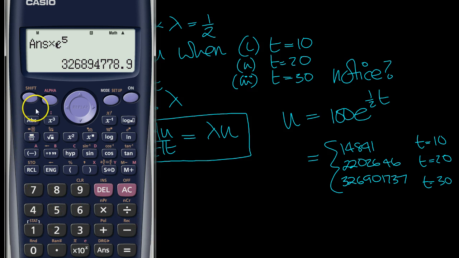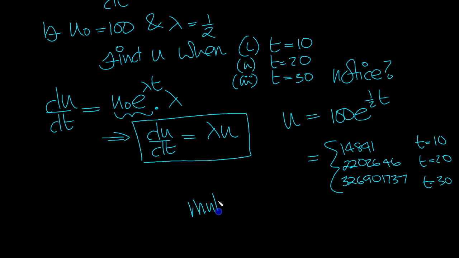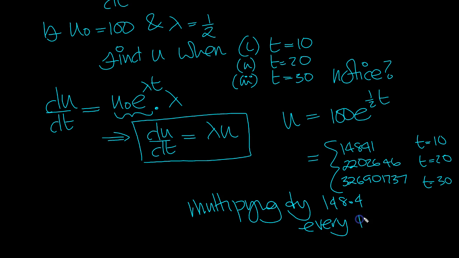So e to the 5 then, let's have a look what it is. Multiplying by 148.4 each time. That was every 10 days, because we're increasing by 10s, weren't we? So that's what was happening to the numbers.